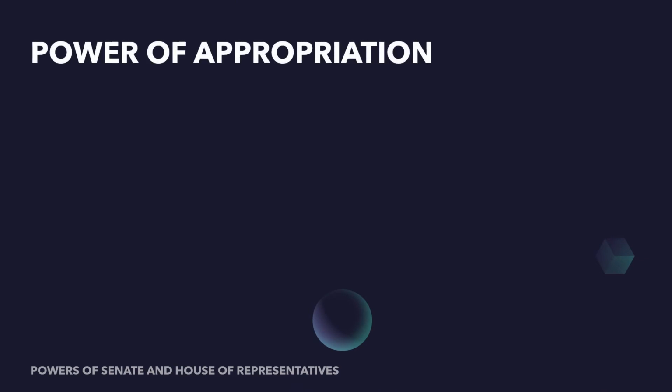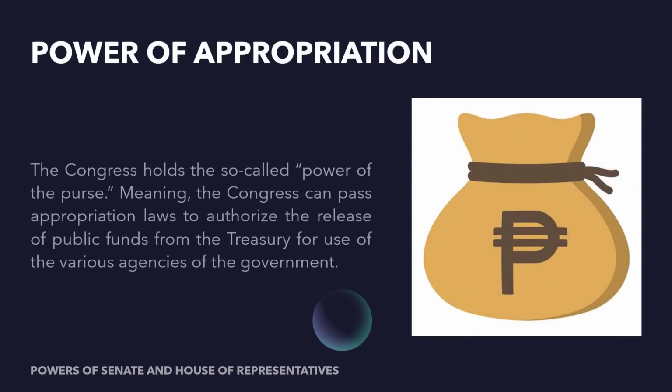Power of appropriation. The Congress holds the so-called power of the purse, meaning the Congress can pass appropriation laws to authorize the release of public funds from the Treasury for use of the various agencies of the government. It can decide whether or not to add or reduce a government agency's budget, effectively overseeing budget appropriations and being on guard against suspected corruption.